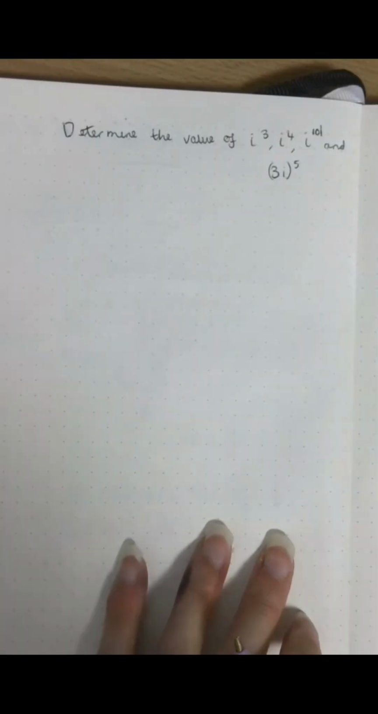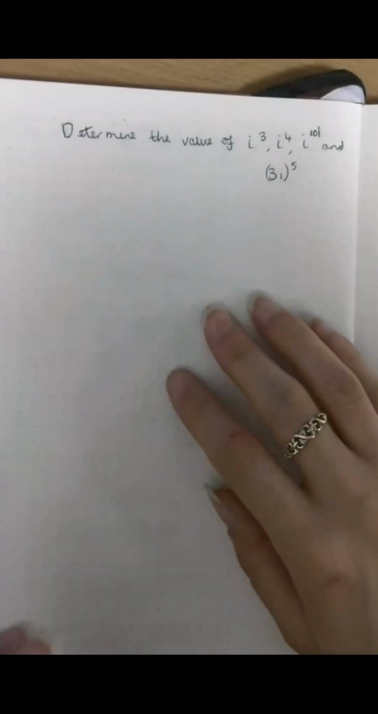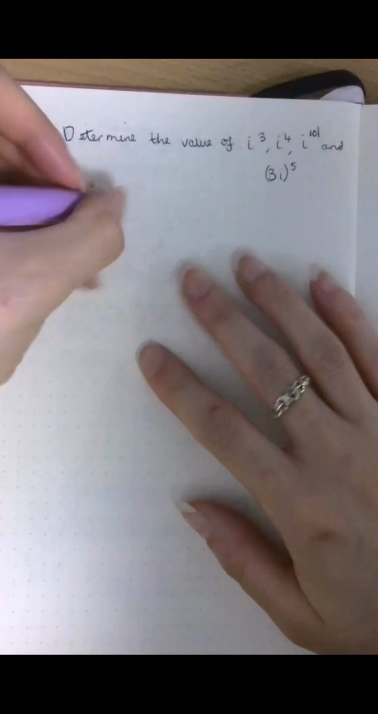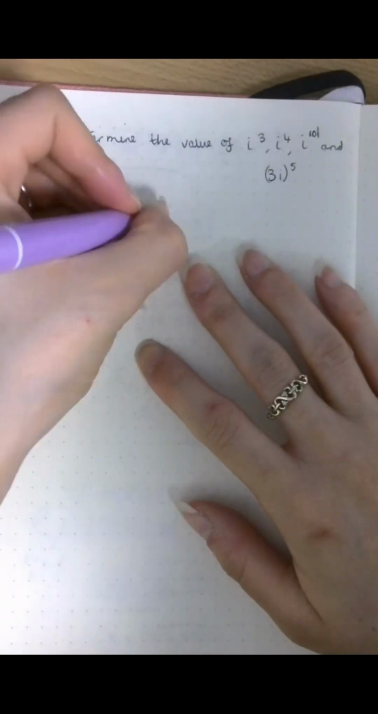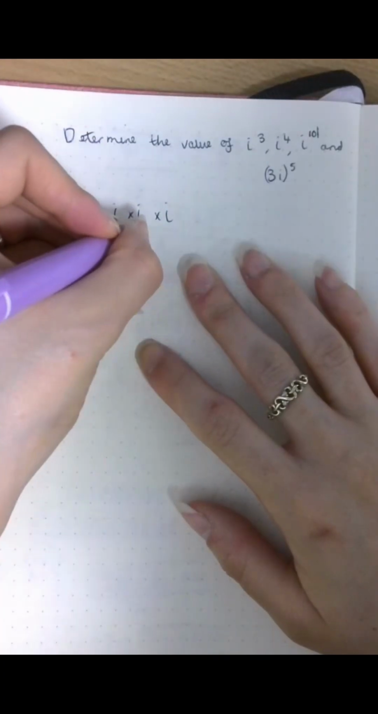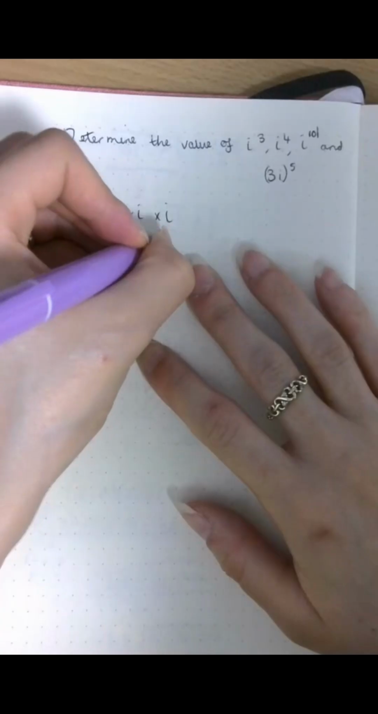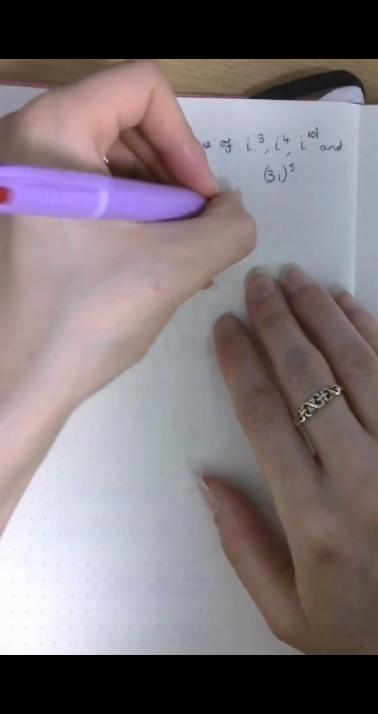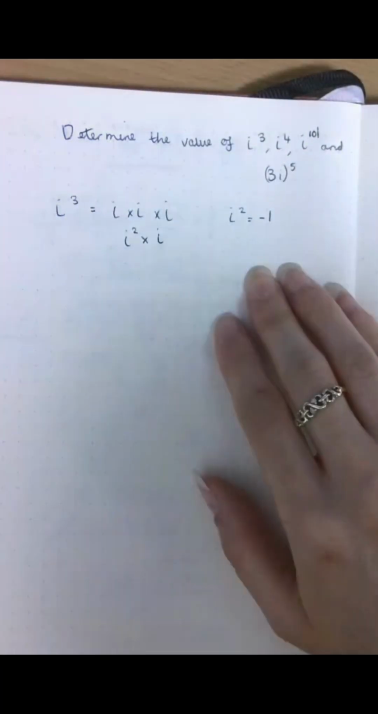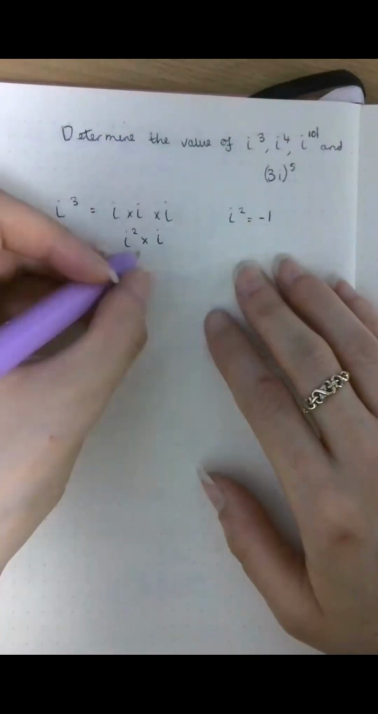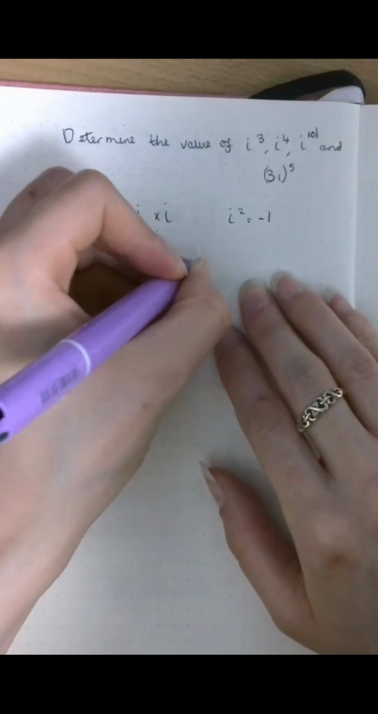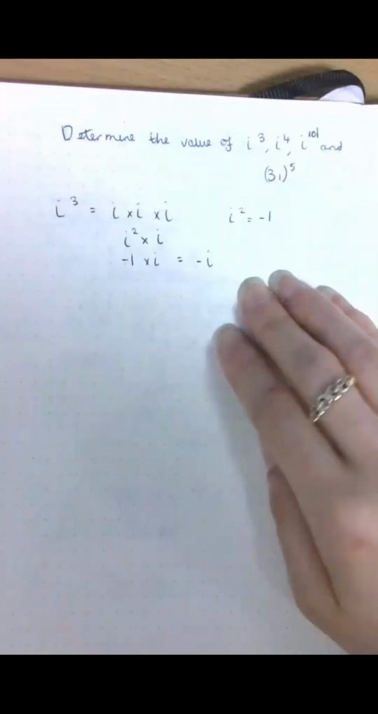Okay, so now let's have a look at these questions here. So let's first of all find the value of i to the power of 3. So that is i times i times i. So we can write that as i squared times i. So we already know that i squared is negative 1, because i is the root of negative 1, so i squared is just negative 1. So this i squared would become negative 1 times i. That gives us a value of negative i.